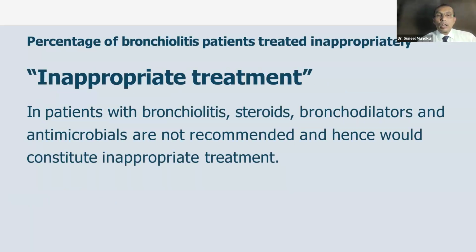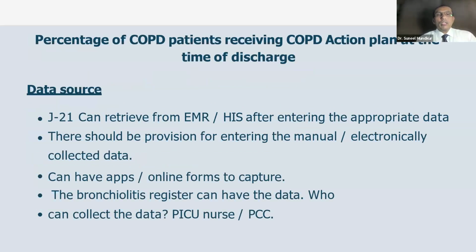The steroids, inhaled or IV or parenteral, bronchodilators, again inhaled or parenteral, and antimicrobials, whether oral or parenteral, are proved to be useless because 99% of these bronchiolitis cases are viral. So it is easy to retrieve the data. J21 is the ICD code, which can be retrieved from the EMR or medical records, or the HIS after entering the appropriate data.